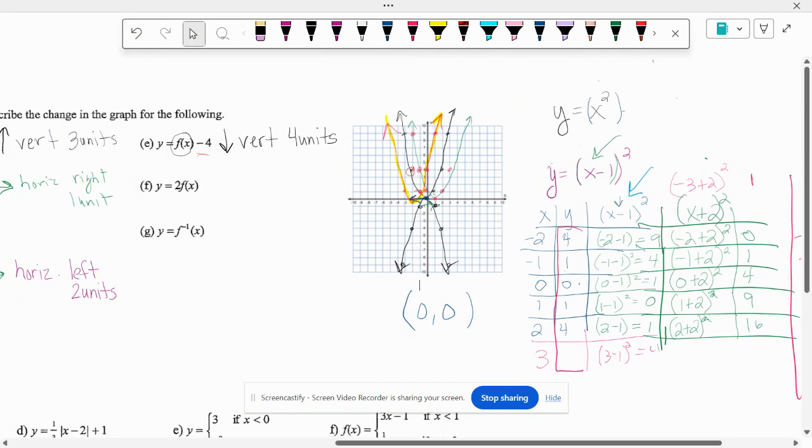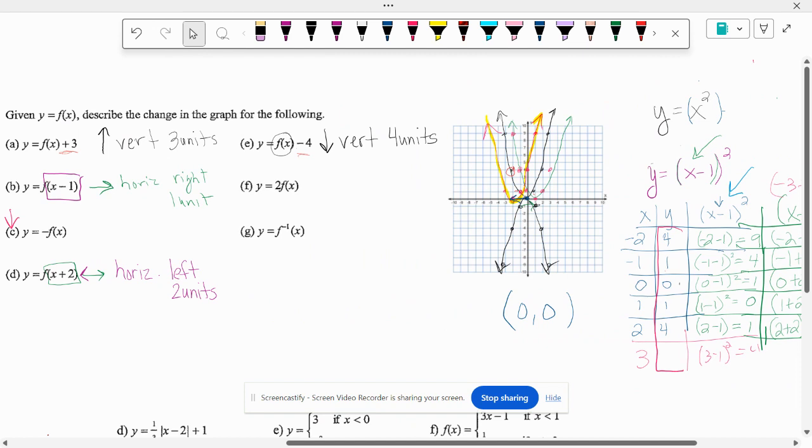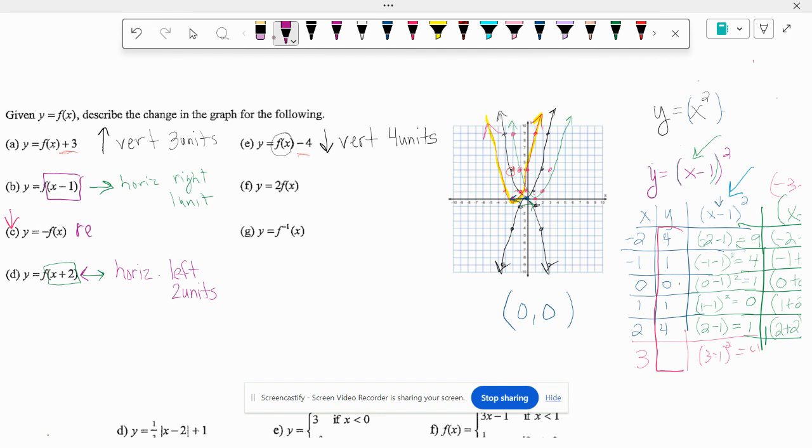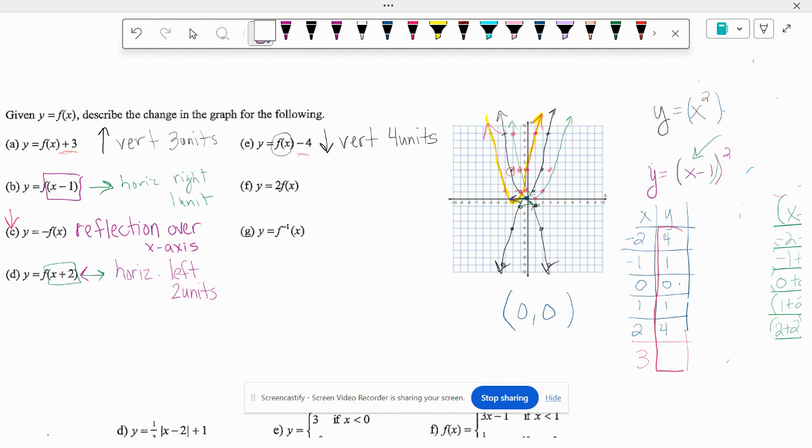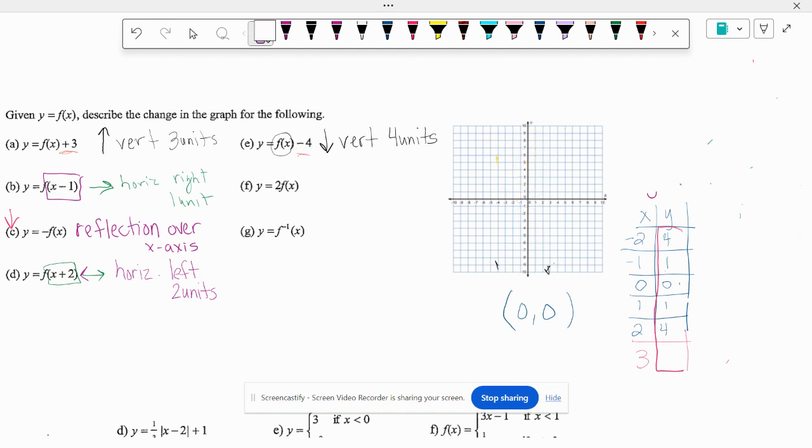So for example C, what's happening? Describe the change in the graph. This is a reflection over the x-axis. All right, so I'm going to erase all of this stuff that I've added here just so we can still look at the graph and the picture. And I'm just going to graph the parent function again. So parent function, y equals x squared.